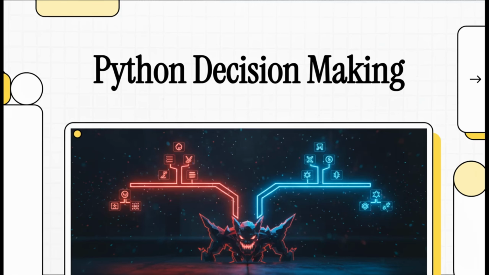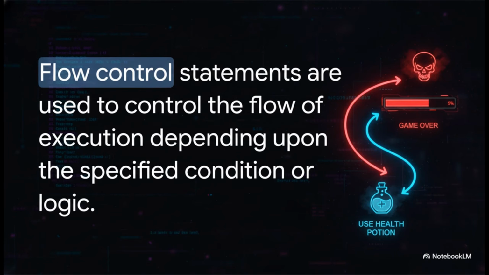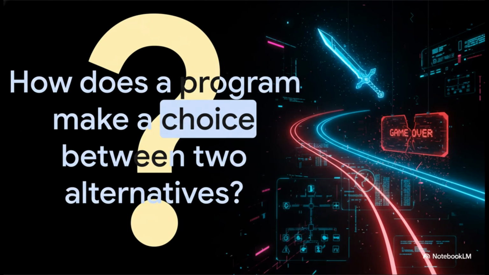Imagine this. You're standing before the final boss. The monster rears back, ready to strike. Your health is low, and now the game itself must make a choice, a critical one. If you possess the magic sword, victory is instant. But if you don't, it's game over.